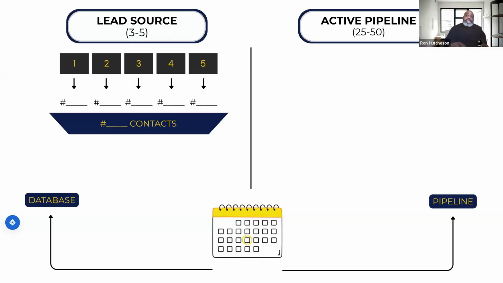One of the things you want to do is make sure that every month, out of the five lead gen pillars, you tell them there's a standard: we've got to get to a minimum of 25 contacts coming in from these lead sources.